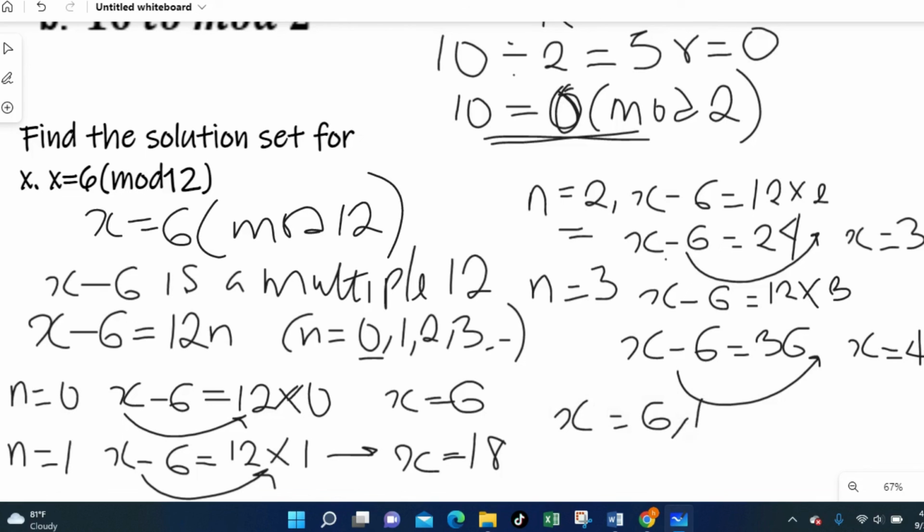So we see our set of numbers for x is 6, 18, 30, 42, and it continues as long as we are not limited in the numbers we input. So the solution set for x equal to 6 modulo 12 is 6, 18, 30, and 42. So you see, solving questions on modular arithmetic is very, very easy.